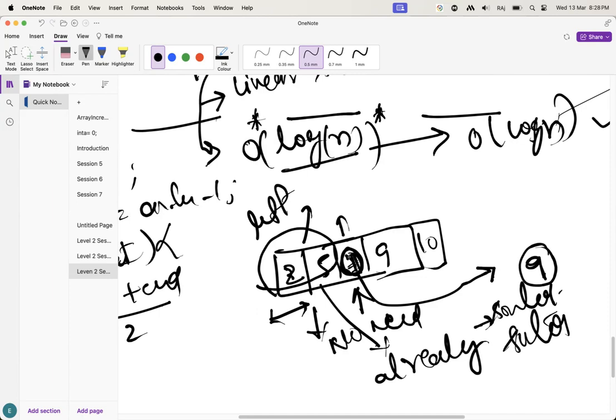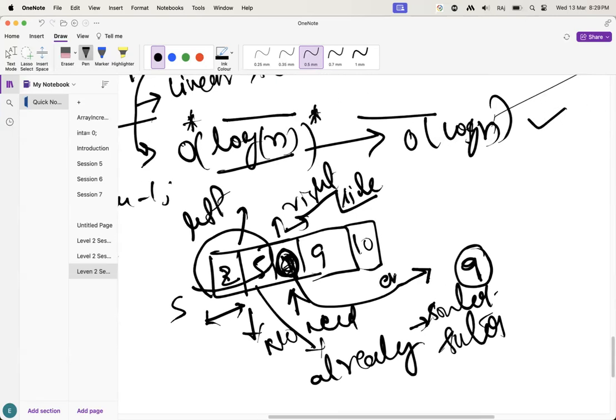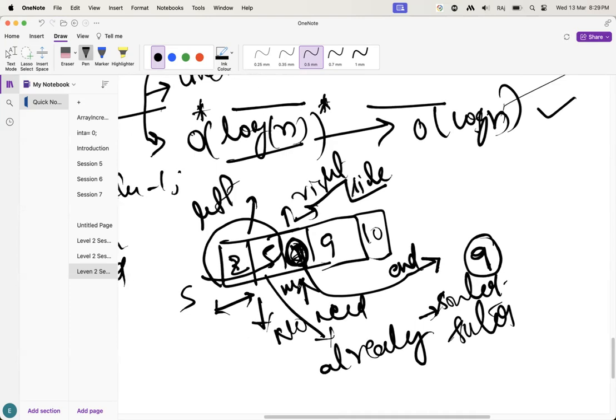That means the target should be on the right side of the mid value. Right, guys? Initially, the start value will be at the 0th position and the end value will be at the last position. Then we check the mid value. Once we get the mid, we compare it with the target value. My target here is 9. So if the mid value is less than the target, there is no need to check the smaller elements. That's why I take start as mid plus 1. Guys, do you understand this one?